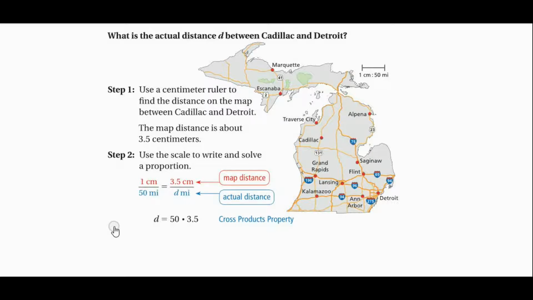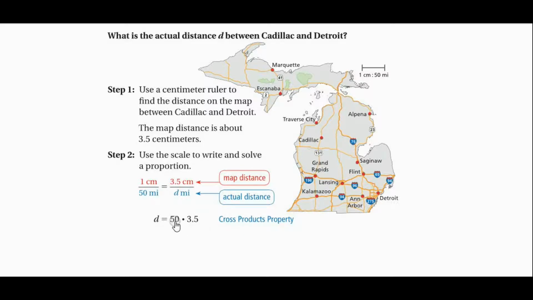Finally, we're going to use our cross products property to solve for D. What I wish they would show you when they do this cross products property is what happens to your units. If we multiply both sides by D miles, that gives us D miles times 1 centimeter over 50 miles. Then we're going to multiply both sides by 50 miles.